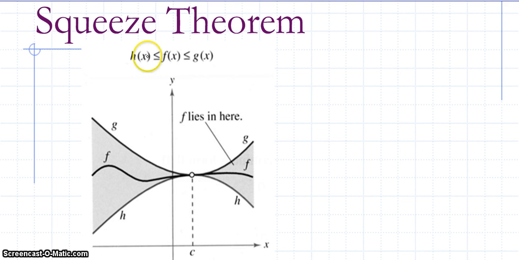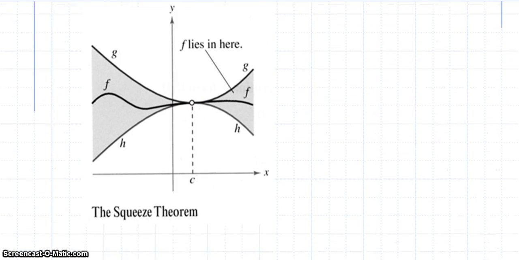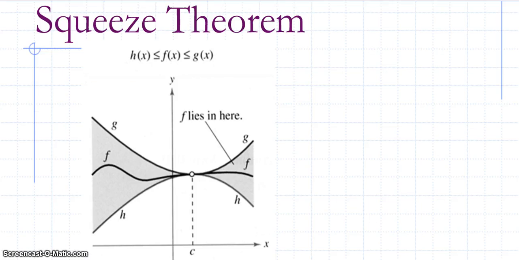So if I have some h of x that is less than or equal to f of x, which is less than or equal to g of x, and I know the limit of h of x as x goes to c equals the limit of g of x as x goes to c, then I know the limit of f of x as x goes to c has to also be that value. So that's our squeeze theorem.